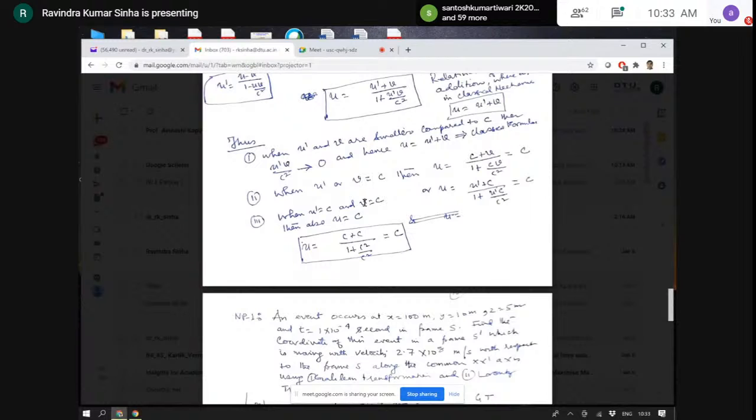Galilean transformation. If you are using, then what will be the value of x dash? What will be the value of y dash? What will be the value of z dash? And what will be the value of t dash? In Galilean transformation, t is equal to t dash. There is no movement along the y and z, so y dash will be equal to y, z dash will be equal to z. That is the same 10 meter, 5 meter. Only x we have to see.